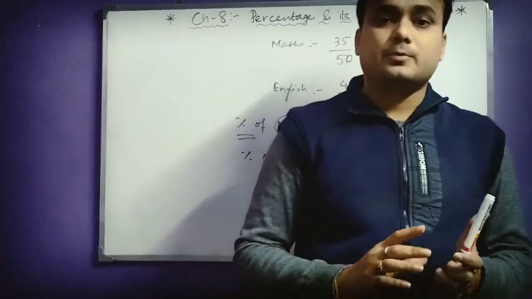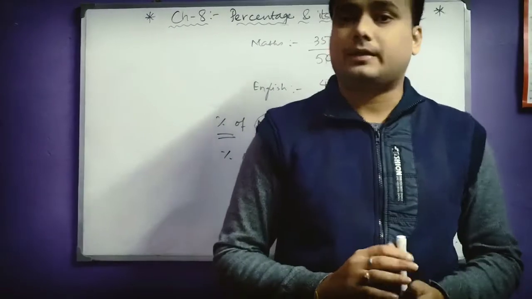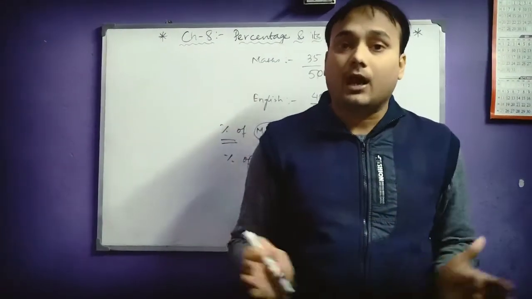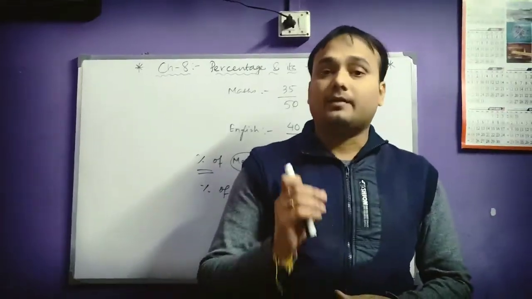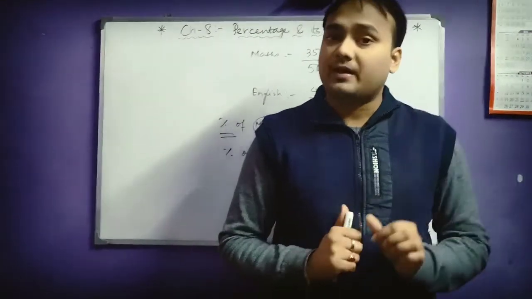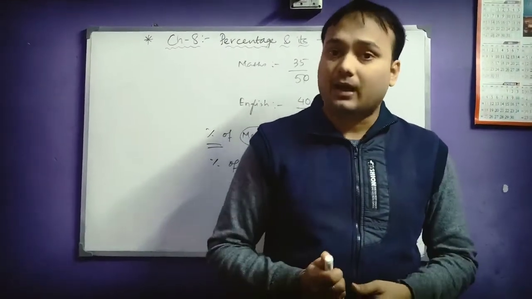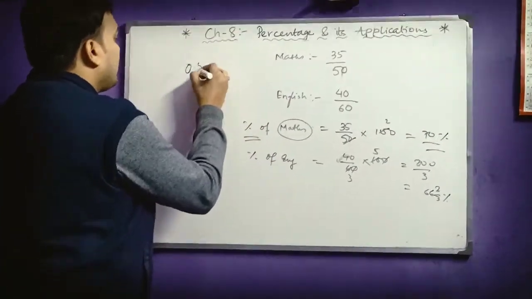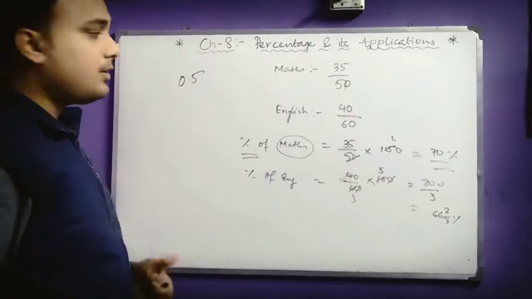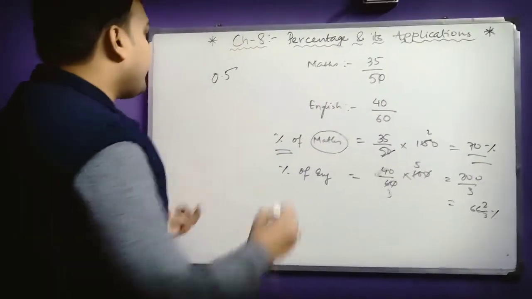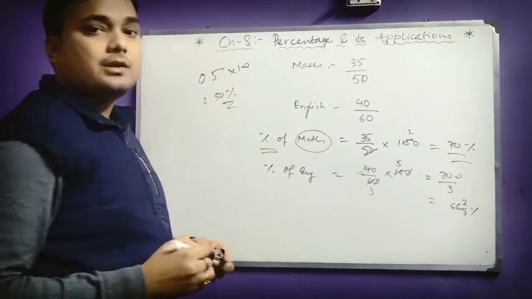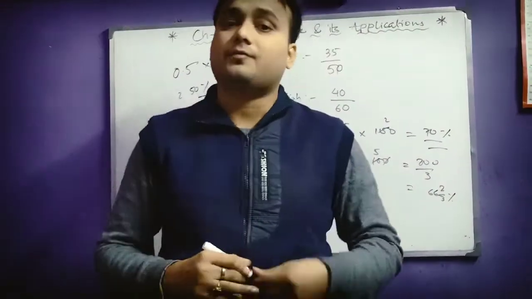In this way, while comparing, you can take the help of percentage, and percentage is nothing but calculating out of 100. The next thing is that for finding the percentage, you have to multiply by 100. Suppose I say 0.5. What will be the percentage? Just multiply it by 100, so it will be 50%. So for finding the percentage, you have to multiply by 100.